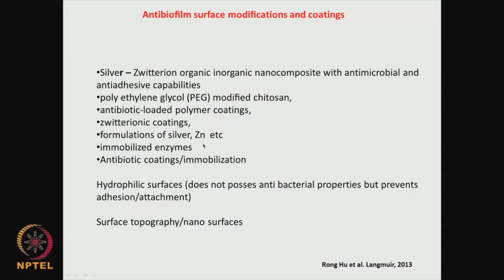There are different approaches. One is to develop antibacterial and antibiotic coatings. You could have slow release systems, slow release polymeric systems, or antibiotics immobilized on the surface or coated on the surface and so on. Silver is quite used because silver is an antibacterial, in the form of nanoparticles or ions. Organic-inorganic nanocomposites are also known to have antimicrobial properties and also anti-adhesive properties.